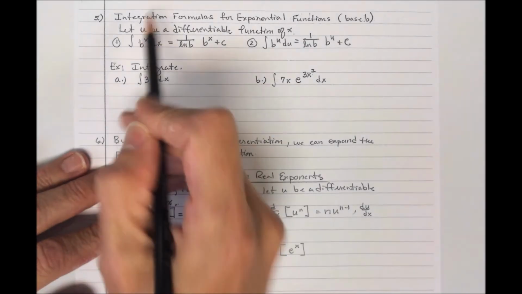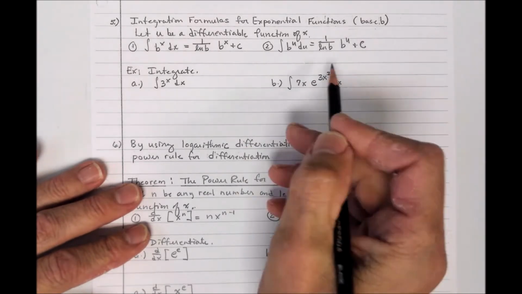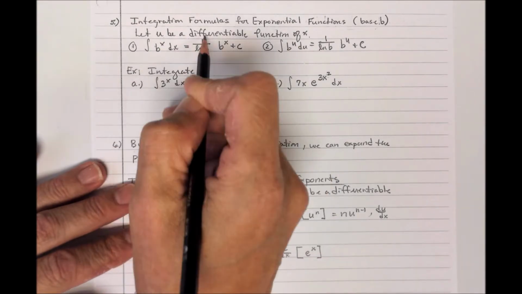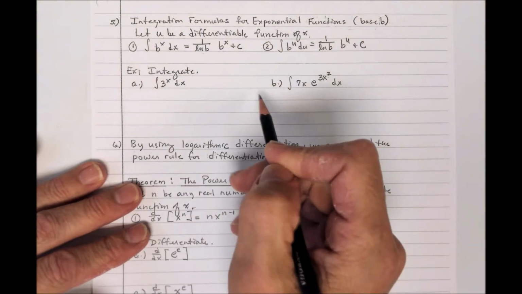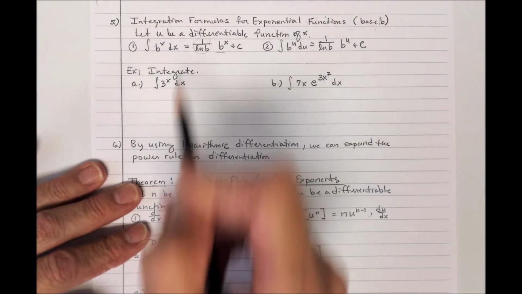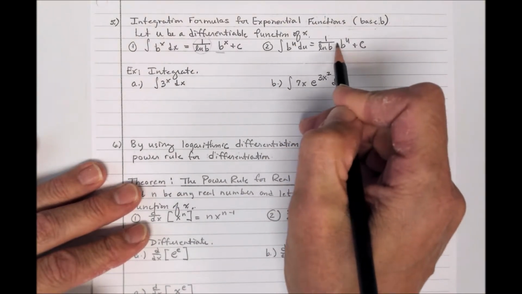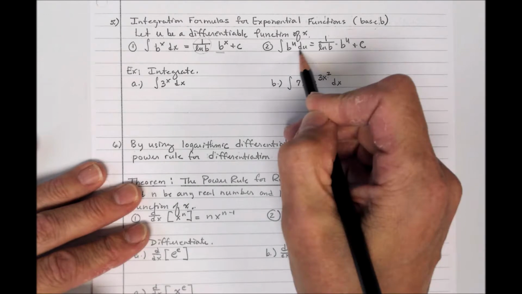Let's look at some integrals that involve exponentials with base other than e. Integration formulas for exponential functions, base b, so b not necessarily e, although it works for e as well. Let u be a differentiable function of x. The integral of b to the x dx is 1 over the natural log of b times b to the x plus a constant. Remember how the integral of e to the x was e to the x? Well, it's kind of the same. It just has that extra factor. And the integral of b to the u du is 1 over the natural log of b times b to the u plus my constant. Just have to make sure that your du is all set up.